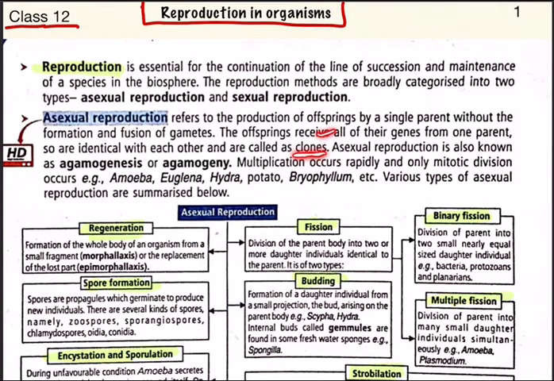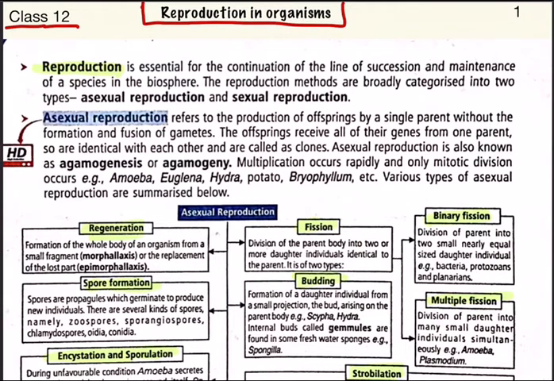This is normally a one mark question. What are clones? Similar appearing organisms with similar genome. Asexual reproduction is also known as agamogenesis. Agamo means without gametes, genesis means birth. Birth of an organism without the involvement of gametes.